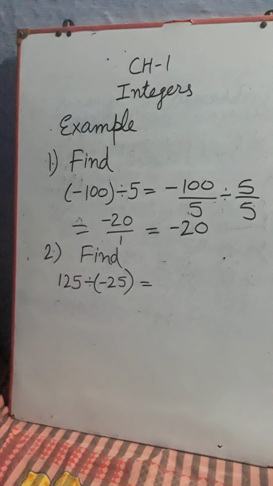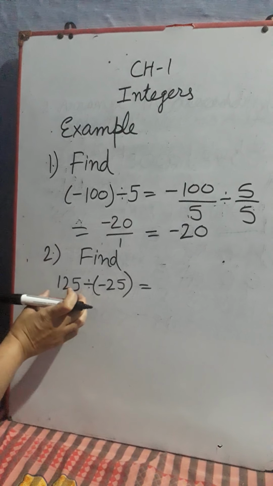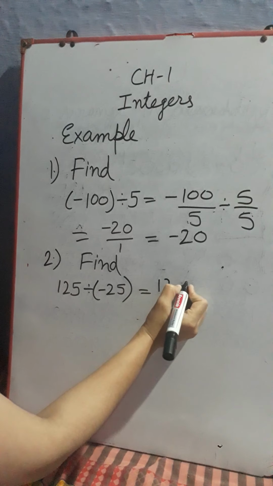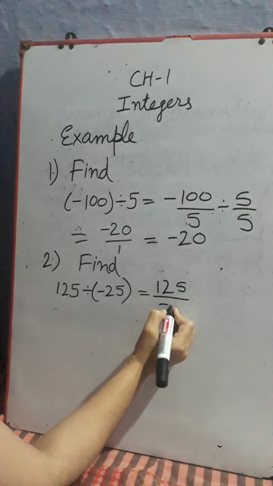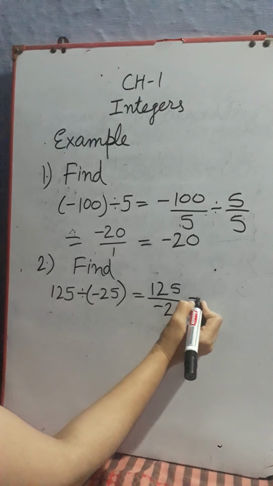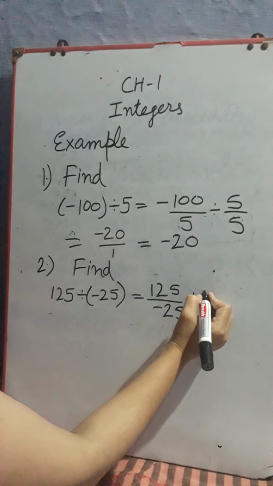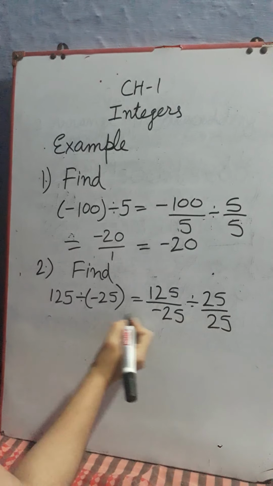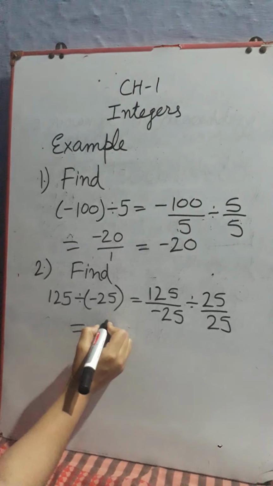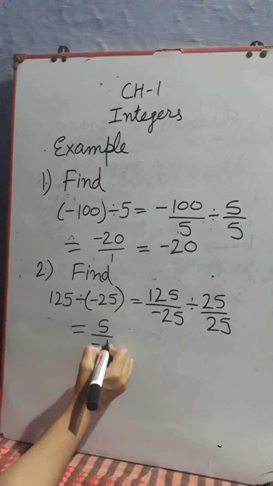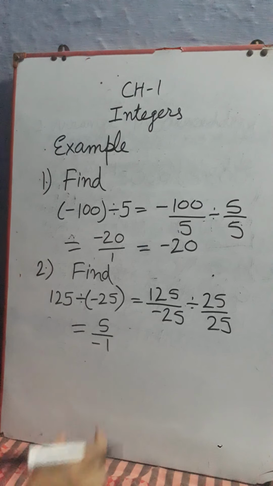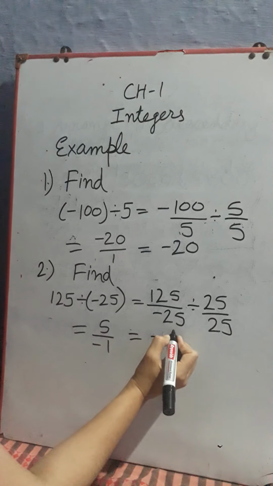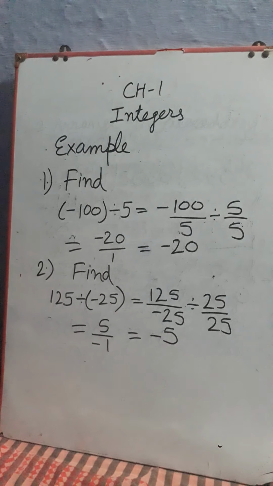Let me take another example. When we divide a positive integer with a negative integer, 125 is a positive integer and minus 25 is a negative integer. We divide by the table of 25. Now what do we have? 5 over minus 1. When we divide a positive integer with a negative integer, our answer will be a negative integer.